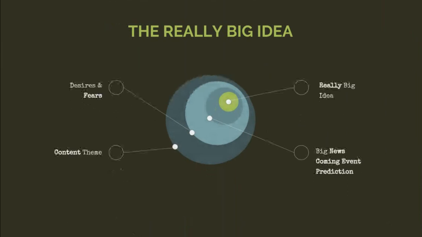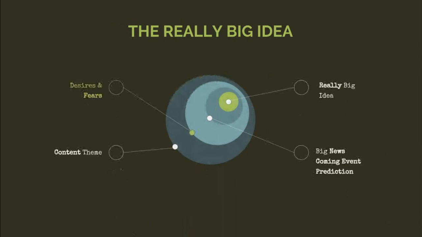All right, now, if you write down your prospect's desires and fears, write down the content theme of your entire funnel or your entire campaign, then write down the big news or upcoming event or the prediction about your industry or what you're talking about in the campaign. And if you write all 3 of these ideas down, you could find a really, really, really big idea and extract it from those 3 concepts right there. So that's a really good exercise to do.